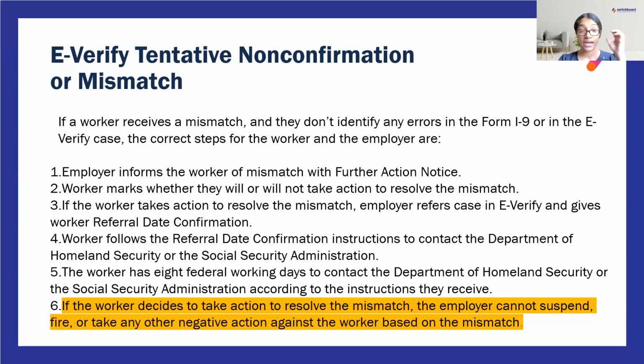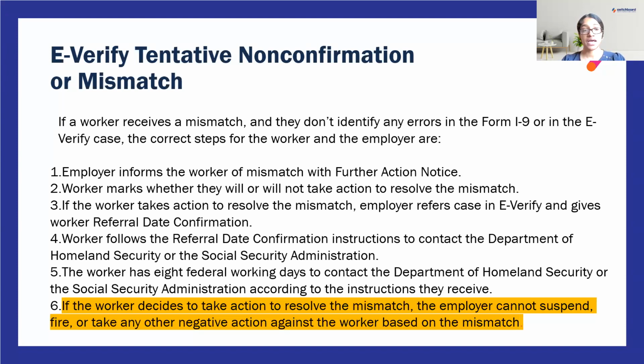Now, if a worker doesn't select to address the tentative non-confirmation, the tentative non-confirmation can become what is known as a final non-confirmation. And if a worker has a final non-confirmation, the employer can choose to terminate the worker. So it's very important for workers to indicate that they wish to address the tentative non-confirmation and to start to take steps to do so within 8 government working days of receiving the tentative non-confirmation.